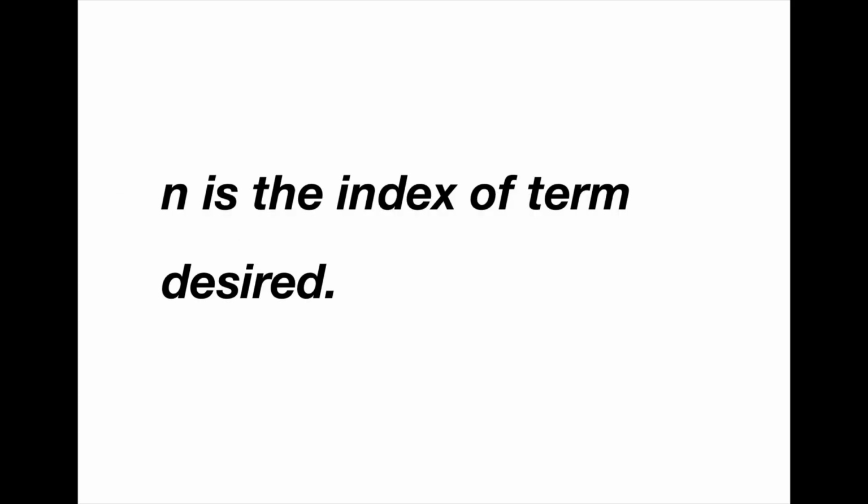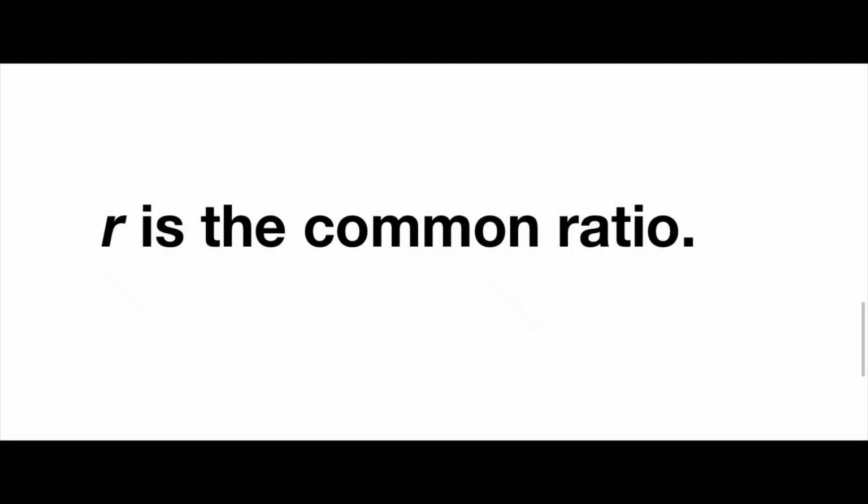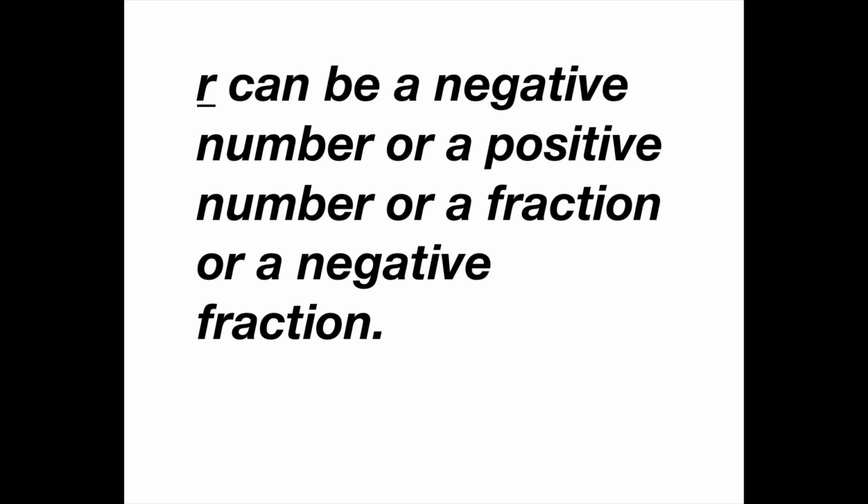Now let's break down the components of the formula. The components are such that a sub n is the nth term, n is the index term desired, a sub 1 is the first term, and r is your common ratio. It could be a negative number, a positive number, a fraction, or also a negative fraction. There is also another formula for finding r. r is simply a sub 2 divided by a sub 1.